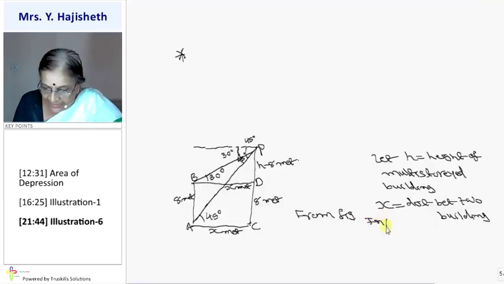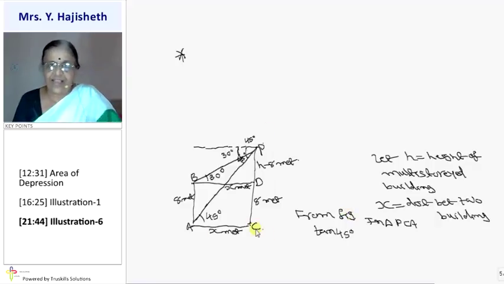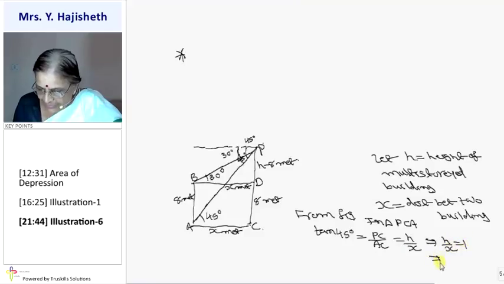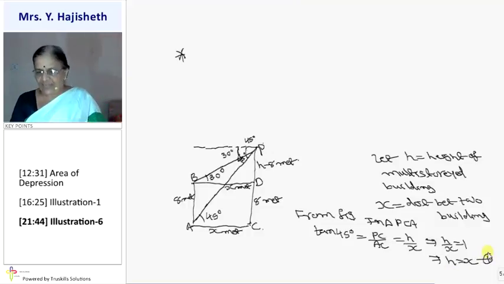पहला हम लेंगे इन ट्राइंगल PCA. PCA मतलब PCA बड़ा वाला 45 वाला. tan 45 हम लेंगे. क्यों भाई? क्योंकि we are asked to find out height as well as x, h and x both. So both are included in tan 45. tan 45 is PC upon AC and that is h upon x. So I will get h upon x is 1. tan 45 is 1. So my h and x are equal. I got number 1. One relation between h and x, I got it.